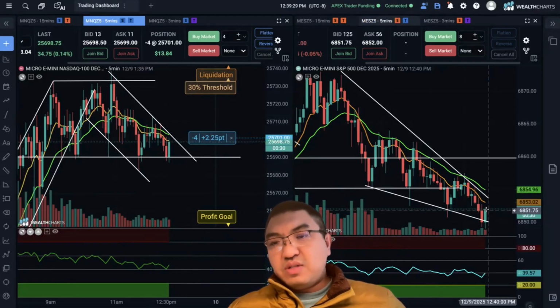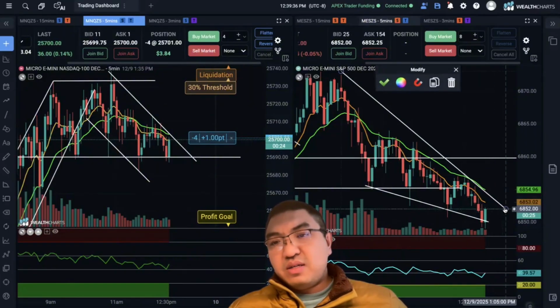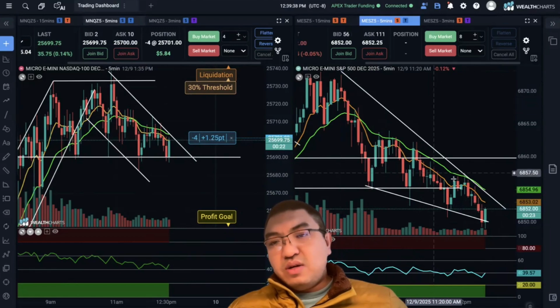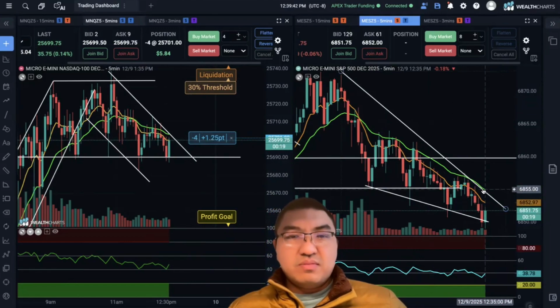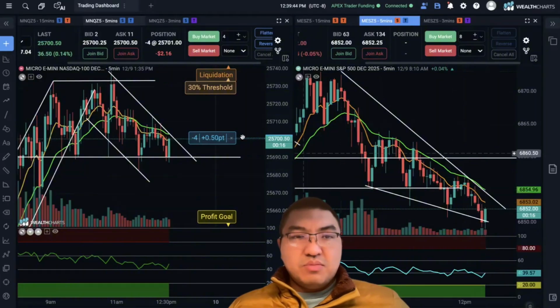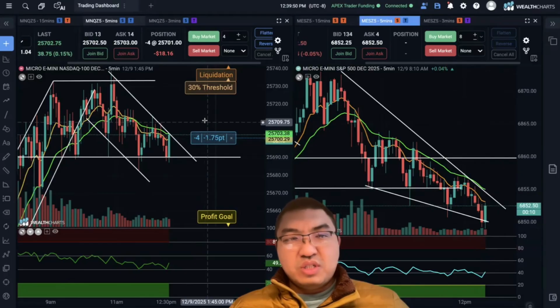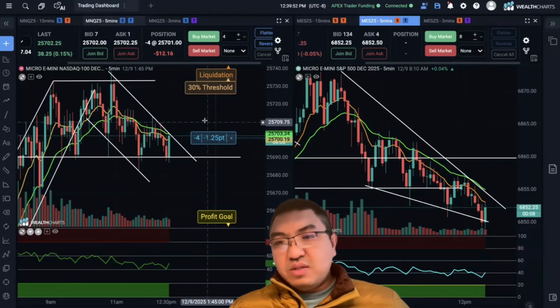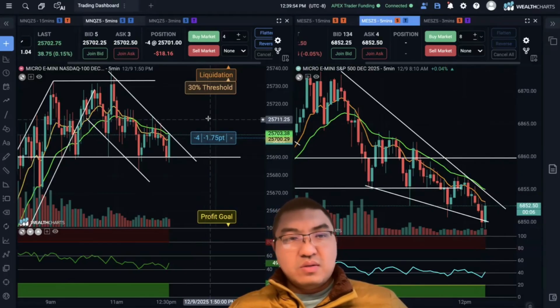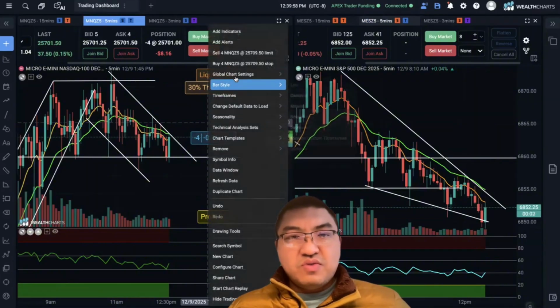But for ES, it looks like there is some distance. You're gonna retrace to this trend line, or like somewhere around EMA 21. So probably for NQ around here, we're gonna add some more position. For example, here.